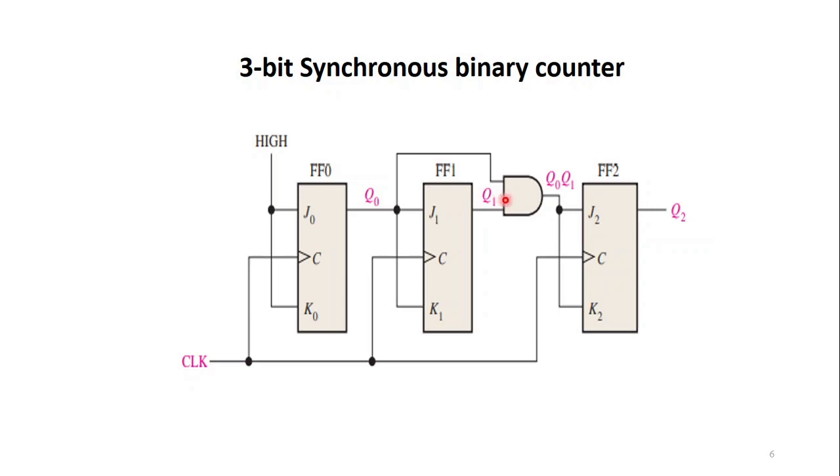Whenever both Q0 and Q1 are high, the output of this AND gate makes the J and K inputs of FF2 high, and FF2 toggles on the following clock pulse. At all other times, the J and K inputs of FF2 are held low by the AND gate, and thus FF2 does not change state.